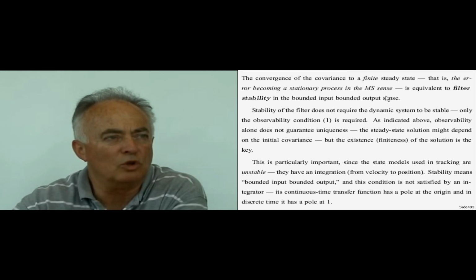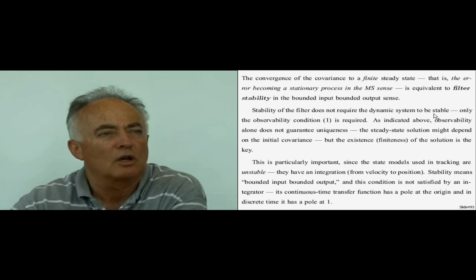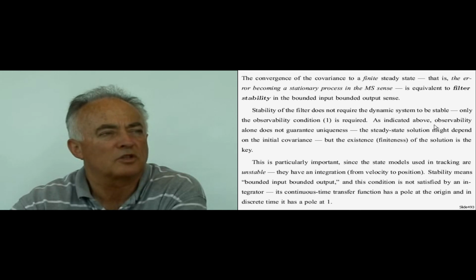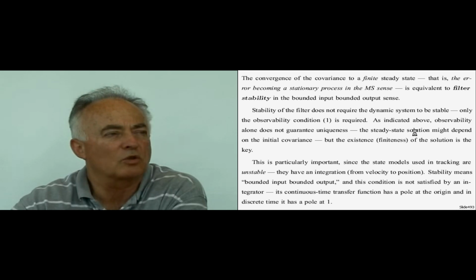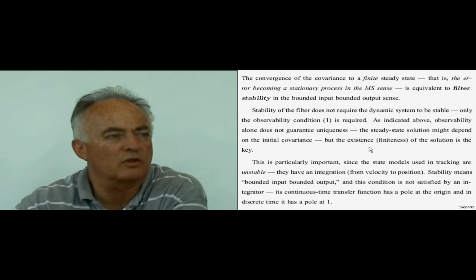Now, very important, for the filter to be stable, to have a finite covariance for the error, it will not require the dynamic system to be stable. Nowhere is there a stability requirement for the dynamic system, which is to say the F matrix does not have to be stable. But as indicated above, observability still does not guarantee uniqueness. If you have the system observable but it is not controllable from the process noise, the steady state solution might depend on the initial covariance, but the existence, the finiteness of the solution is the key. So that's bounded from above.